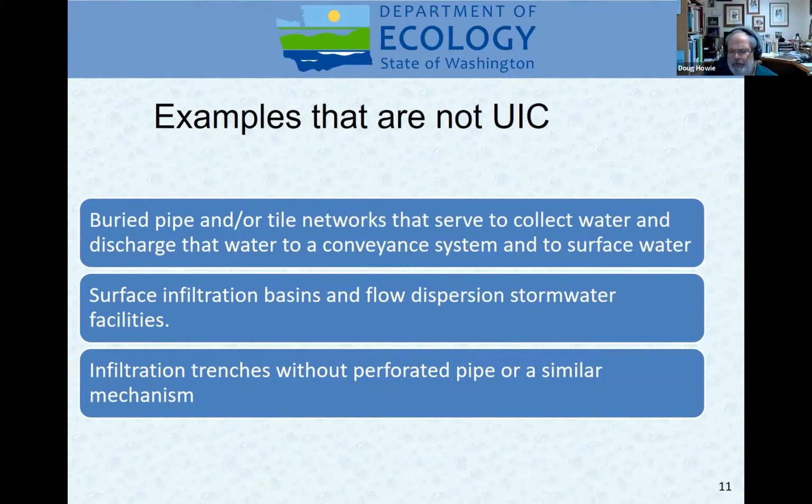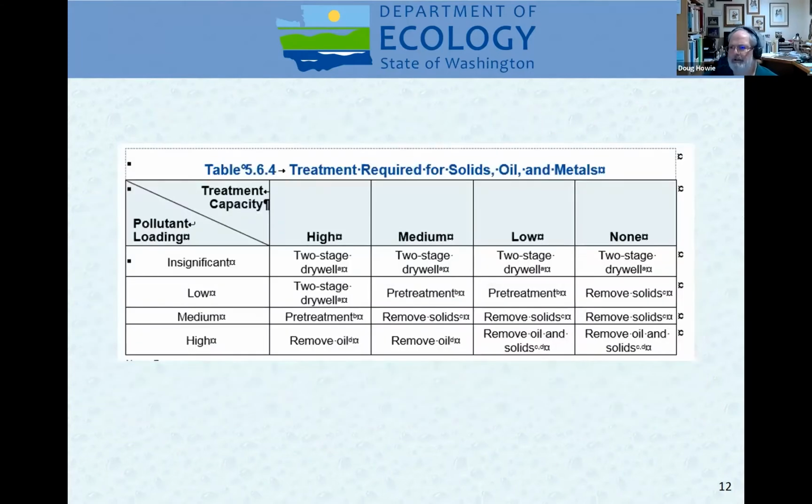I mentioned the treatment for UICs is a little bit different. You use a set of matrices, one to identify the treatment capacity of the existing soils, another to identify the pollutant loading capacity for that site. And then you find where those two intercept, and that's what you end up having to do. If it's an insignificant load, a 2-stage dry well is going to work for you. If it's high, you're going to have to put in oil removal and basic treatment.